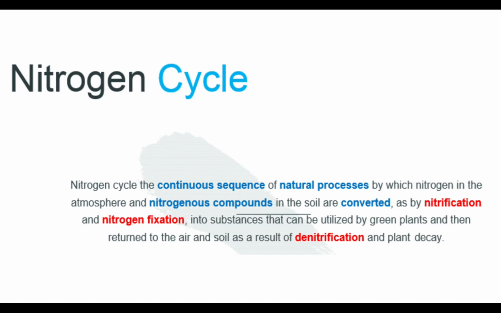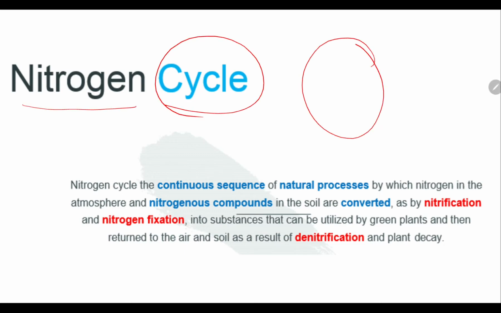Okay, the second cycle that we're going to talk about in this part is the nitrogen cycle. Remember, when it is a cycle, it means that it is continuously and constantly happening, and it involves nitrogen. So the nitrogen cycle is the continuous sequence of natural processes by which nitrogen in the atmosphere and nitrogenous compounds in the soil are converted. Because the nitrogen in the air and the nitrogen in the soil are in different forms. Some of the forms can't be taken up by the plant. Some of the forms can be taken up by the plant.